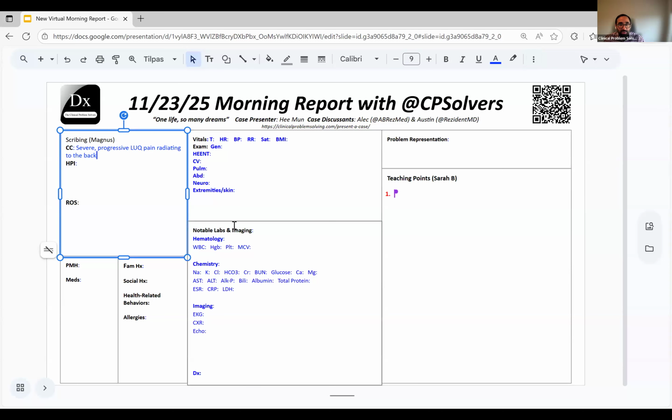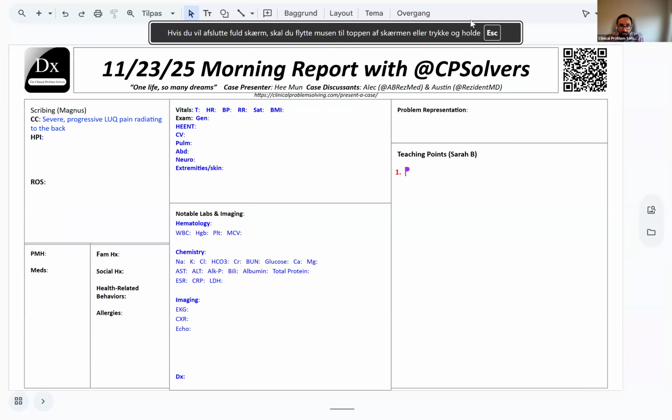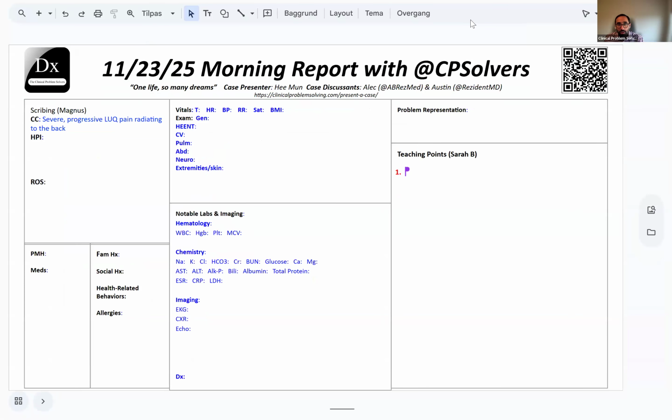Okay, I think Alec started first last time, so I will try to take a stab at this here. So we have a few different identifying features here. We have something to localize us to the abdomen, in particular the left upper quadrant. We have severe, and then we also have progressive. So I think there's a lot to untangle in all of that.